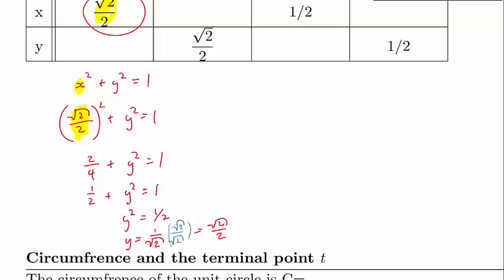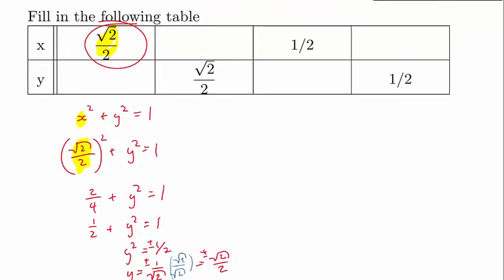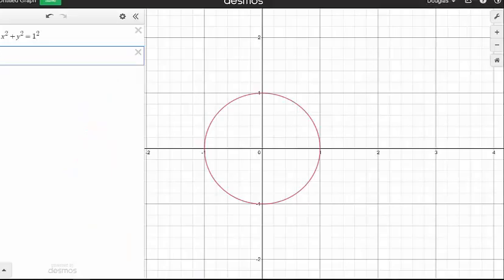Okay. All right, and don't forget the positive or negative on each of these, right, because there's going to be 2 coordinates that match that. So we got here positive or negative root 2 over 2. Let's take a look at this on the graph.